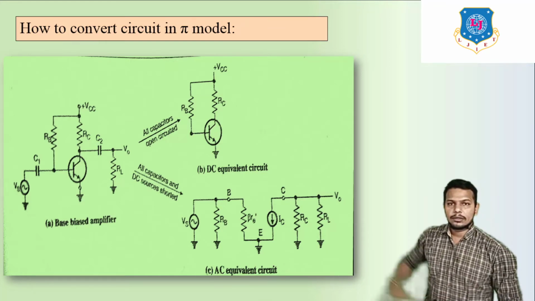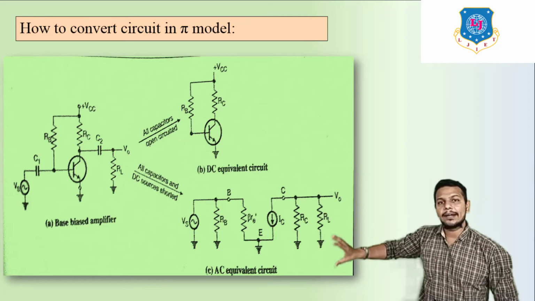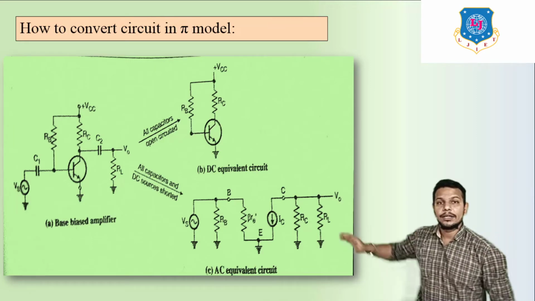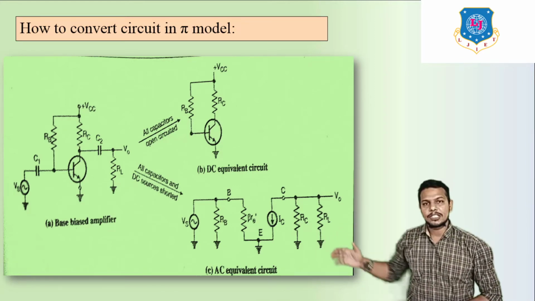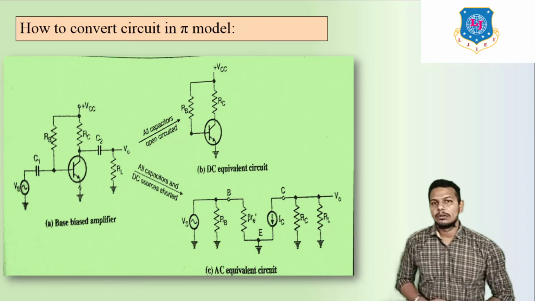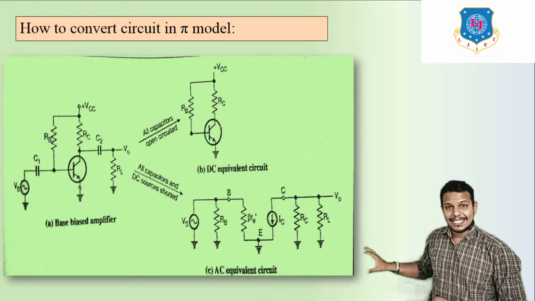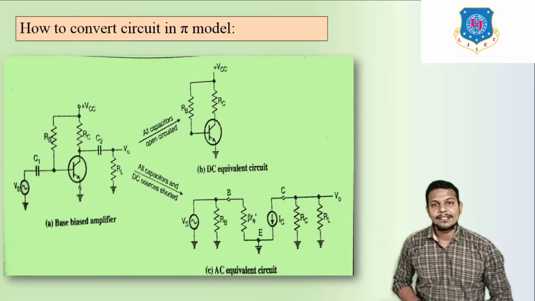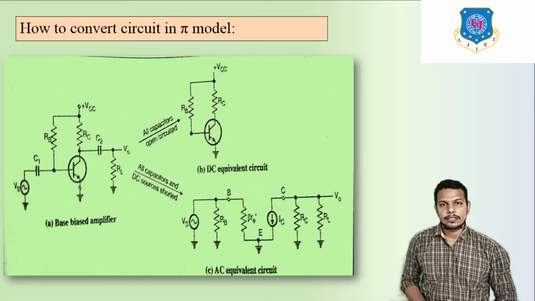Now the remaining components are RC and RL. Between RC and RL there is one capacitor, C2, which becomes short circuited. That's why RC and RL become parallel with each other. Here this is the output side, we can say the output voltage. So like this we can convert the main circuit diagram into the AC equivalent circuit with the help of the pi model. So this is one type of conversion.